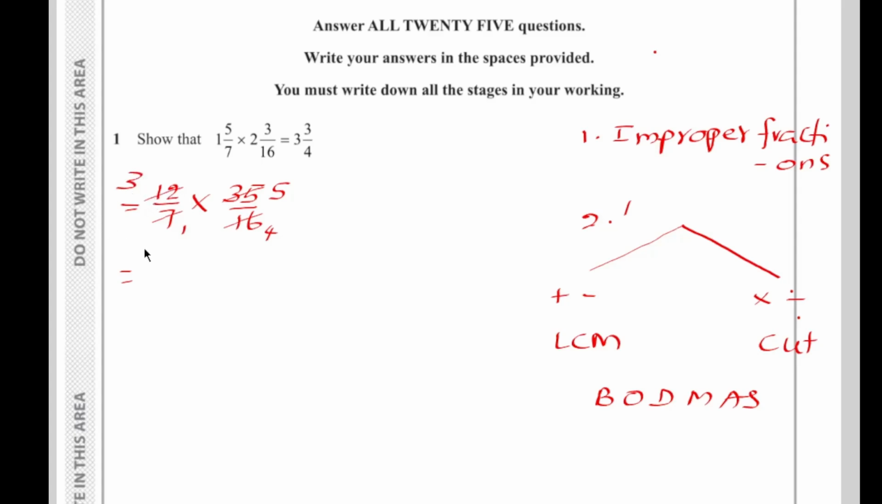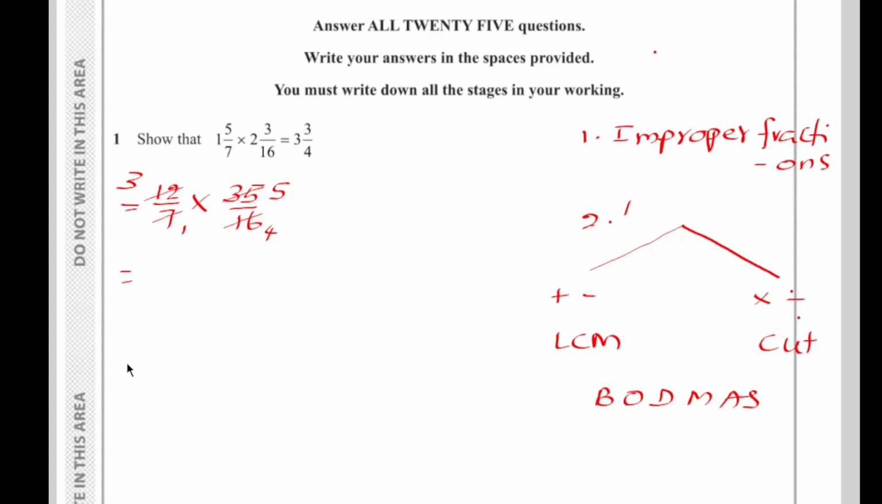Now let's say you don't know how to cut because you are not good at the multiplication table. Then there is one way to avoid this cutting part. You can use the calculator: multiply 12 times 35 and put that answer. You have to show that step. Then 7 times 16, get the answer. Then use the calculator to cancel it out. It is better if you know this cancellation. If you don't know how to cancel out, use the calculator, multiply numerators, multiply denominators, then write that answer.